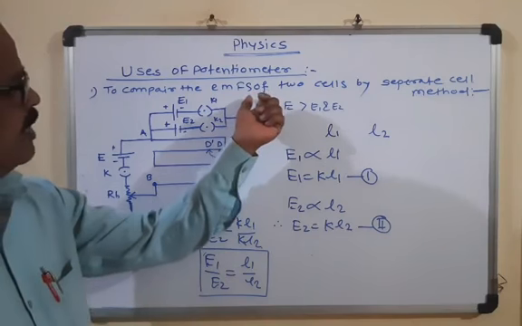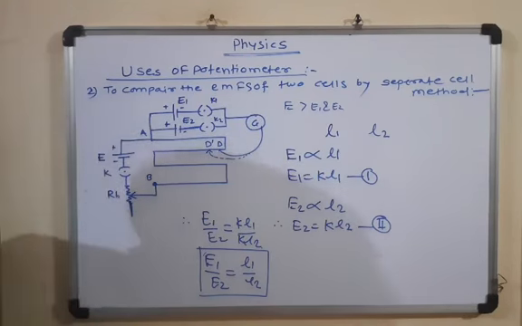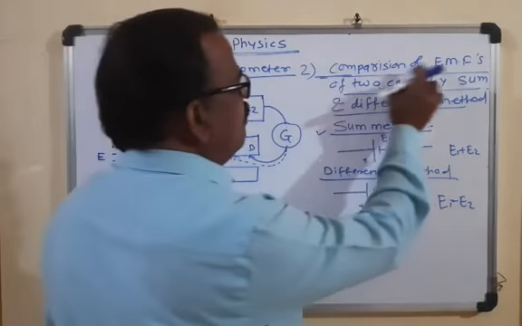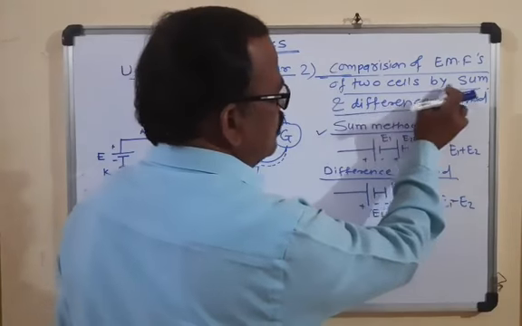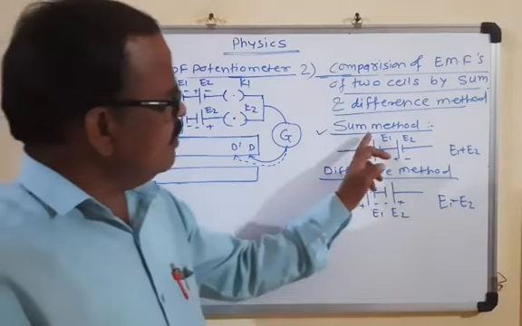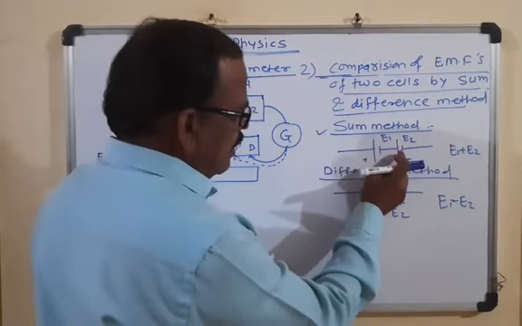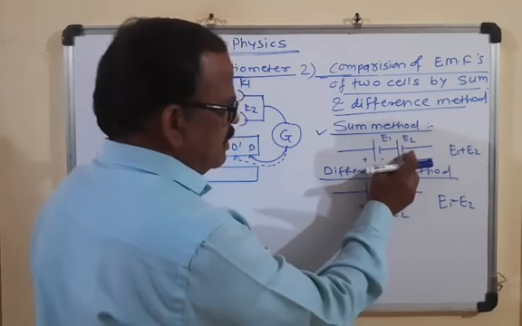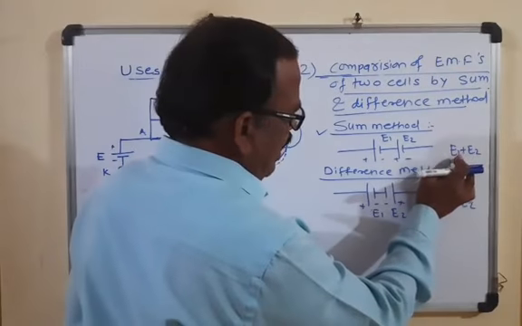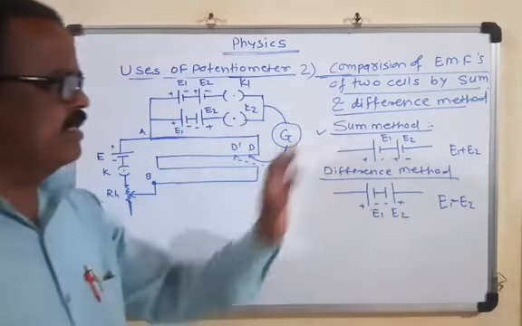Now, we have to explain the second use of potentiometer: to compare the electromotive forces of two cells by the sum and difference method. Here, what is meant by the sum method? The negative terminal of the first cell is connected to the positive terminal of the second cell and so on. In this case, the electromotive forces are added together, E1 plus E2. Such an arrangement is called the sum method.